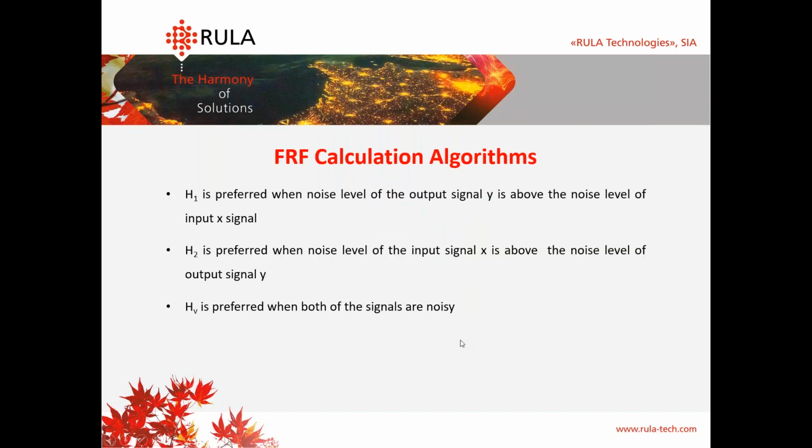In our software, we have three main calculation algorithms for FRF, H1, H2, and HV, and the selection of them depends on the noise on the input or output channels. If you have noisy inputs and also outputs, you should use HV. So the selection depends on your system and the setup.